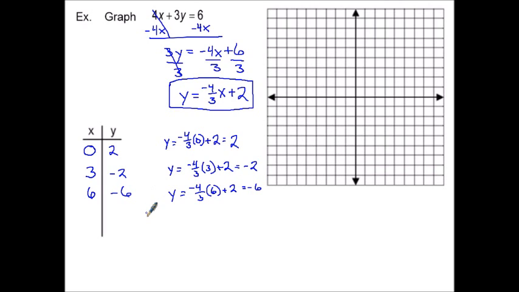Alright, so there's my 3 points. Notice this is a little bit less work than we had to do in that other thing, but really it's up to you. I'm going to plot (0, 2), and I plot (3, -2), lands me right there. And then I plot (6, -6), counting 1, 2, 3, 4, 5, 6 over and 1, 2, 3, 4, 5, 6 down, I think. Alright, hopefully I didn't miscount right there.